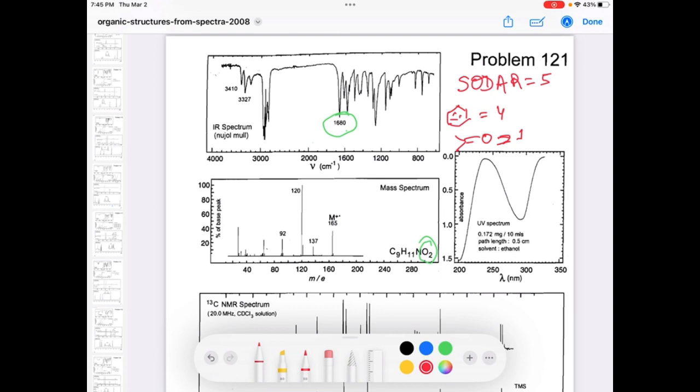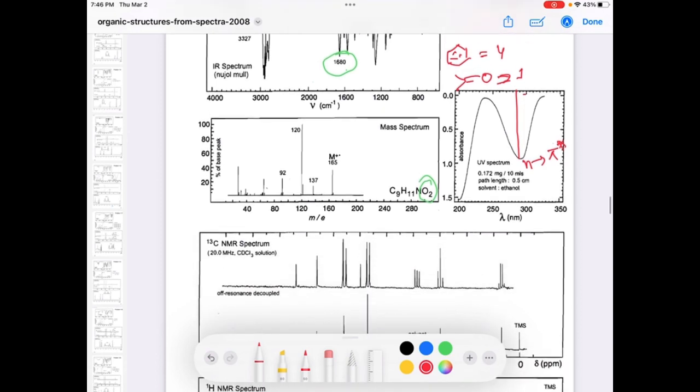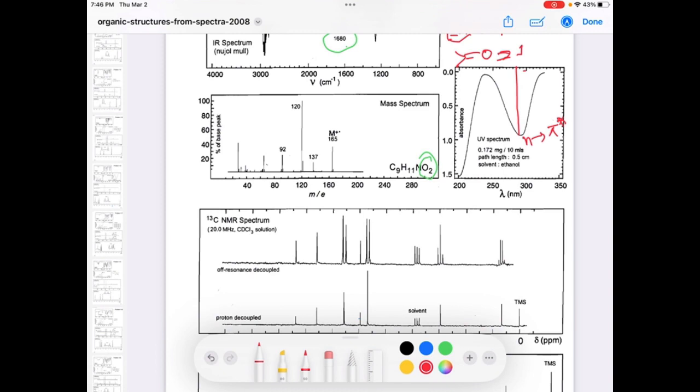In your UV spectra, normally if you see the peak around 270 or something, you can think it is an n to pi star transition. So it is not very important here, but from the IR definitely we get that information. And you can calculate the molecular mass, according to my previous video. So you should get 165.